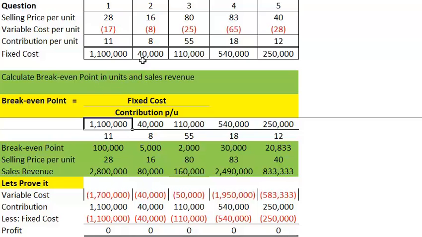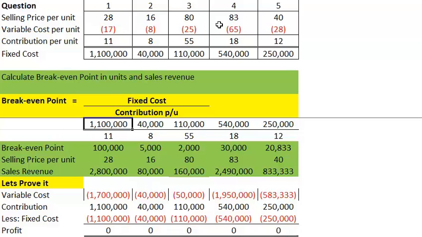Likewise, if you look at question number 2, selling price per unit is 16 pound, variable cost per unit is 8 pound, contribution per unit is 8 pound; selling price minus variable cost is contribution per unit. Fixed cost given to us is 40,000. In question 3, selling price per unit is 80 pound, variable cost per unit is 25 pound. Every unit is contributing 55 pound toward the fixed cost.